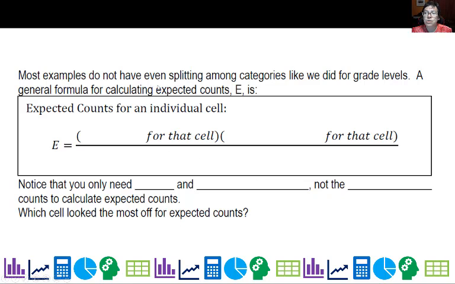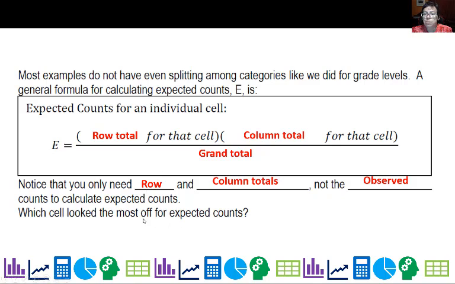Most examples do not have even splitting among categories like we did for the grade levels. A general formula for calculating expected counts is take the row total for that cell, so across, right, times the column total for that cell, divided by the grand total that's in the corner. Notice you only need the row and column totals, not the observed counts, to calculate expected counts.